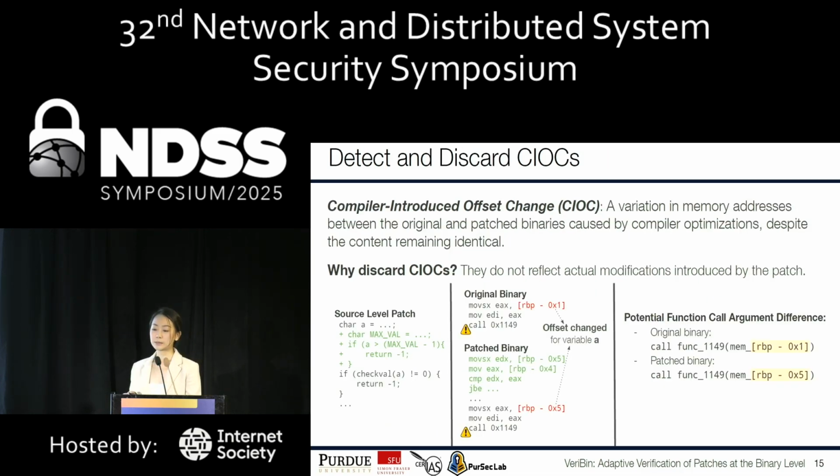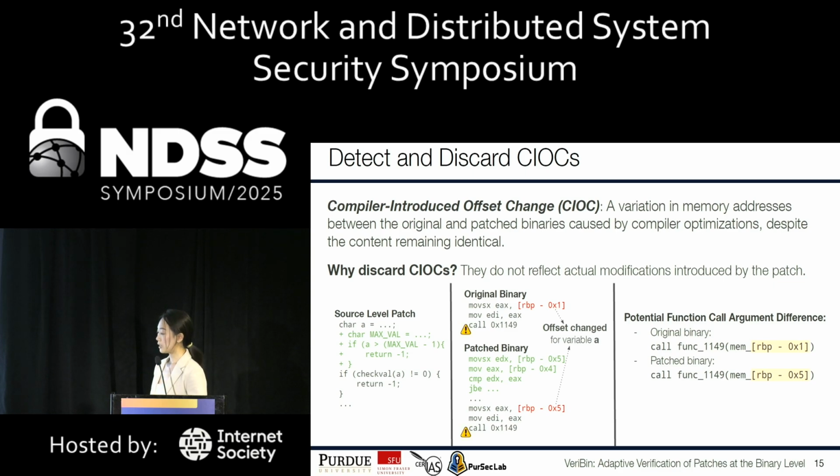Let me first explain what a compiler-introduced offset change is. It is a variation in memory addresses between the original and patched binary, referring to identical memory content. These changes are often caused by compiler optimizations, and they don't reflect the actual patch modifications. That's why we would like to ignore them.